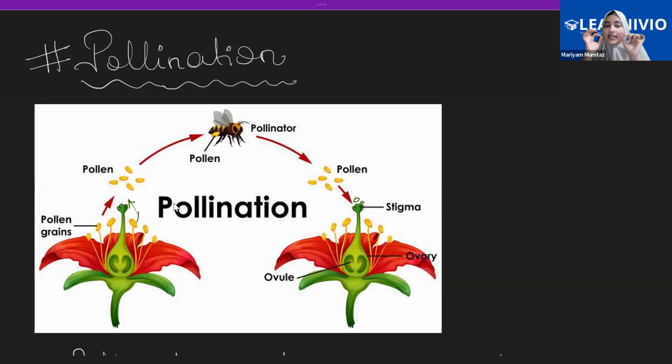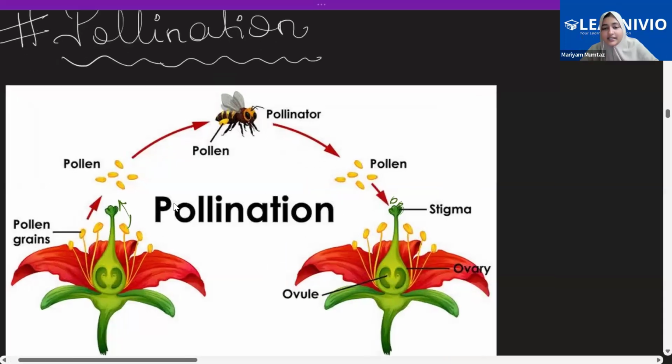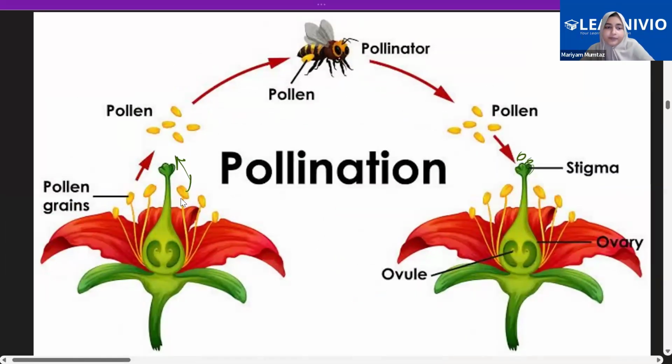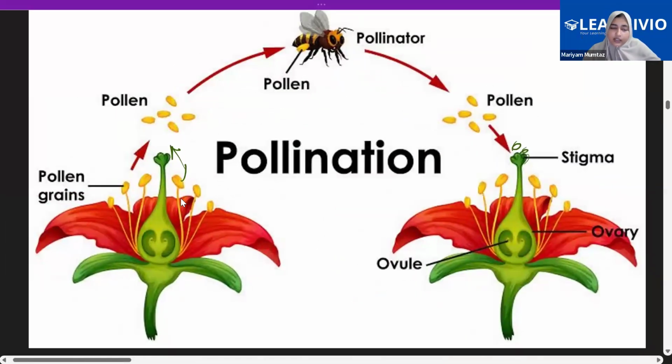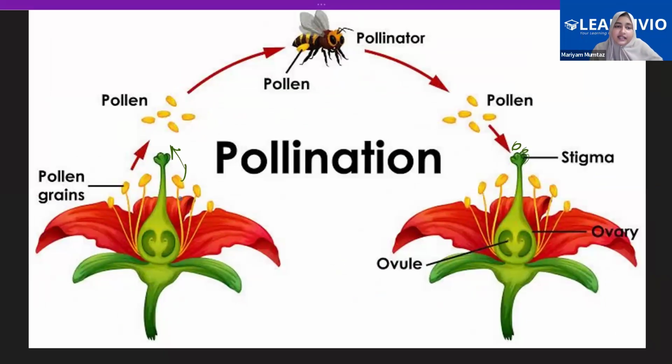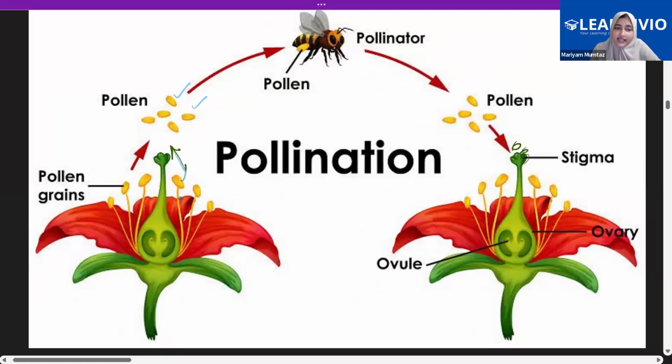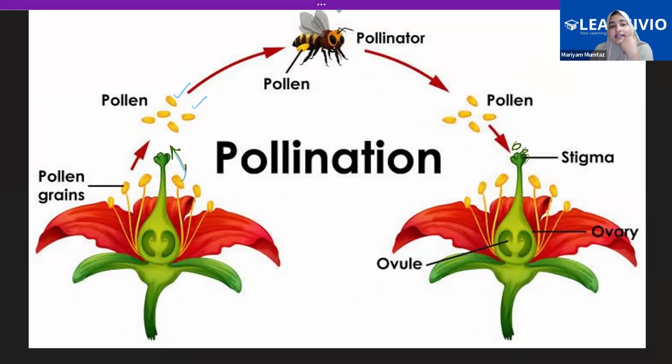call it pollination. So this right here on your screen, you see the picture of pollination, wherein you see how these are the pollen grains that are being released from each of these anthers. Okay, they're being released out. Now, these pollen grains are being carried by pollinators such as insects. And when the insect goes and sits on the next flower, the pollen grains are transferred to the stigma of that flower. So this process right here that we are seeing is called pollination.